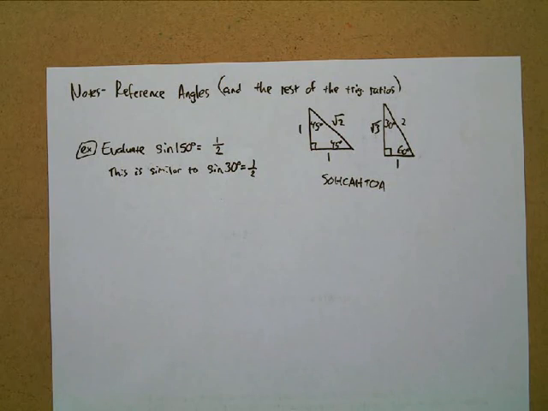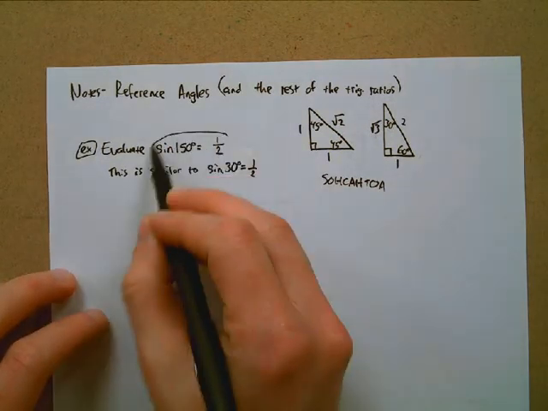Remember, sine is a y value, or sine matches to the y values there. So the y values are positive in quadrant 2. Sine will be positive as well in quadrant 2. Okay, so there's your answer. Sine of 150 degrees equals 1/2.